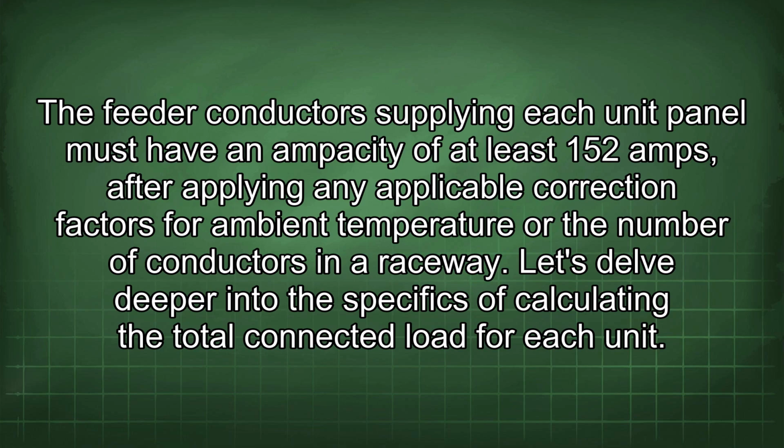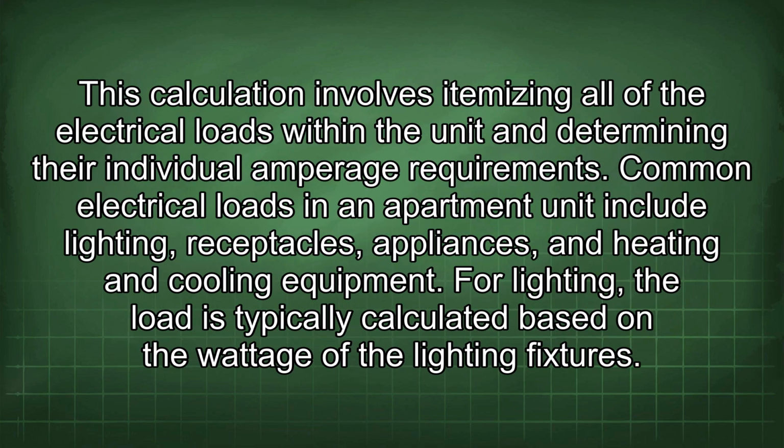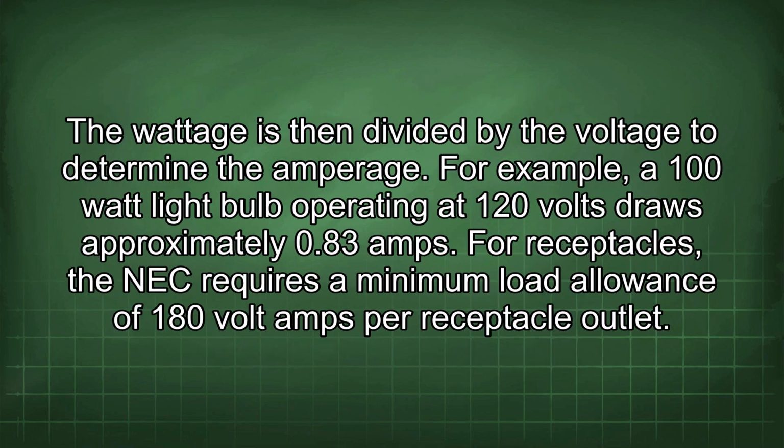Let's delve deeper into the specifics of calculating the total connected load for each unit. This calculation involves itemizing all of the electrical loads within a unit and determining their individual amperage requirements. Common electrical loads in an apartment unit include lighting, receptacles, appliances, and heating and cooling equipment. For lighting, the load is typically calculated based on the wattage of the lighting fixtures. The wattage is then divided by the voltage to determine the amperage. For example, a 100-watt light bulb operating at 120 volts draws approximately 0.83 amps.